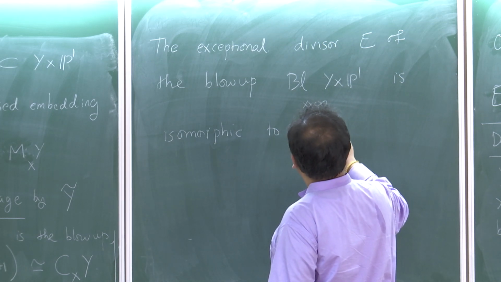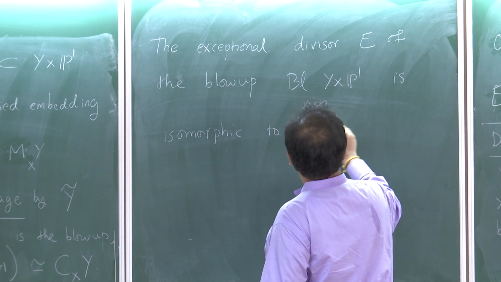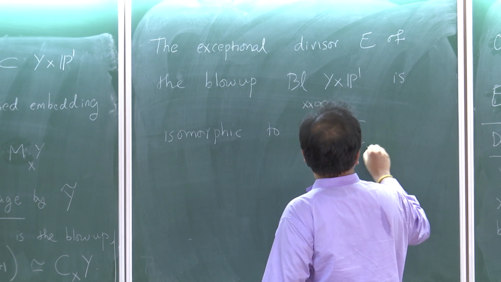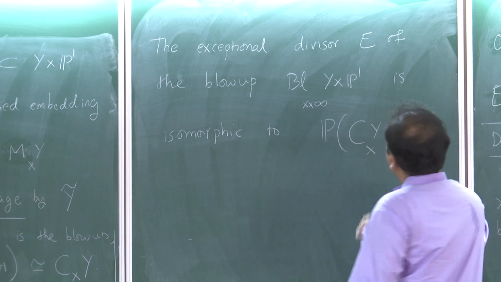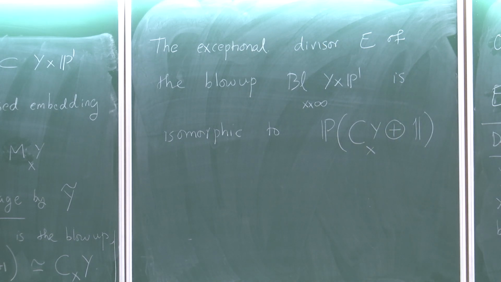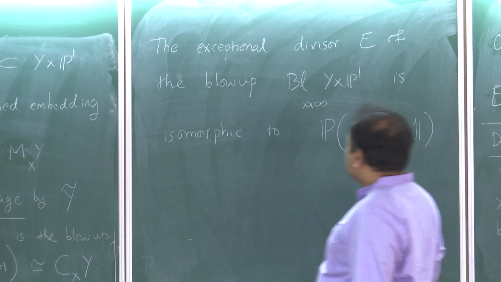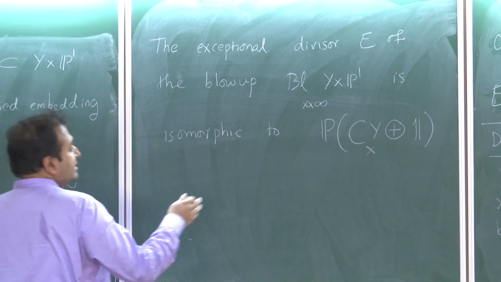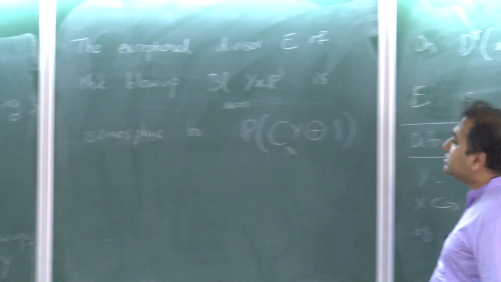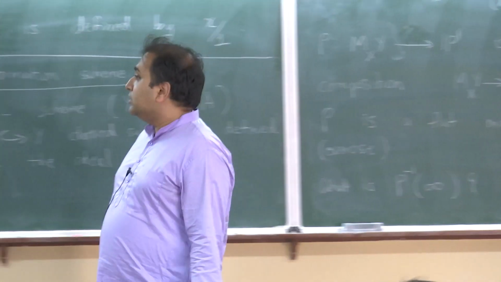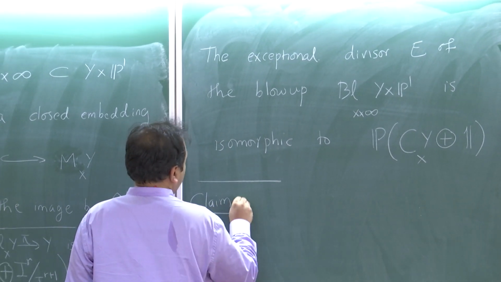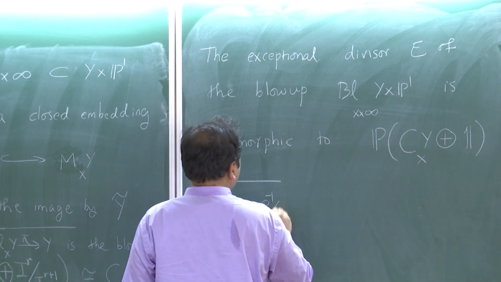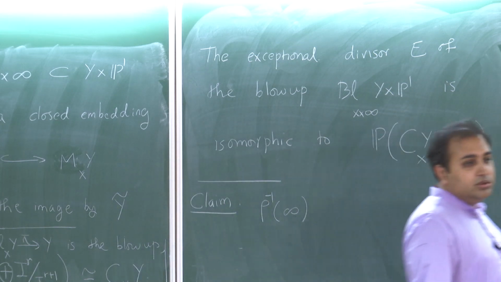normal cone. It is isomorphic to, you take the normal cone of x inside y, and then you have to do plus 1, because all this is over y cross P1. And so this contains, as I said, the normal cone as an open subscheme. So what I want to show now is the claim that rho inverse of infinity. This is actually a divisor on M_xy.